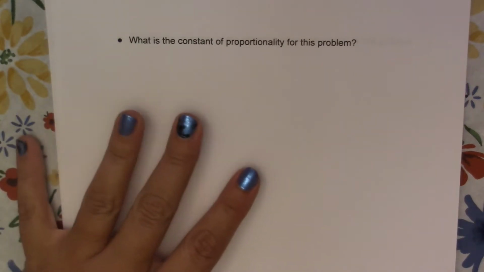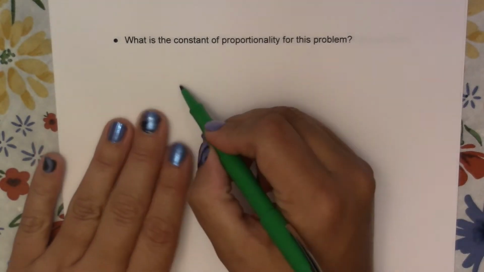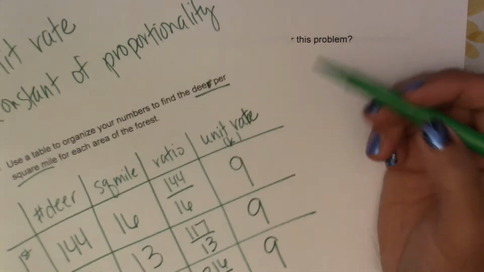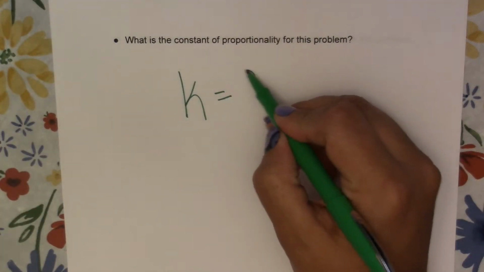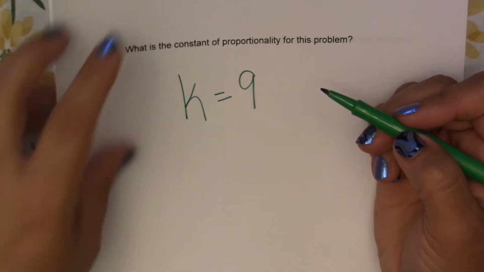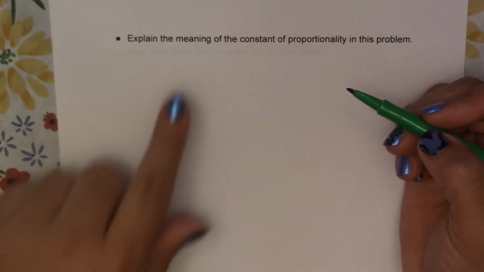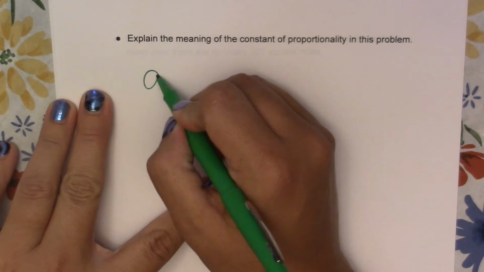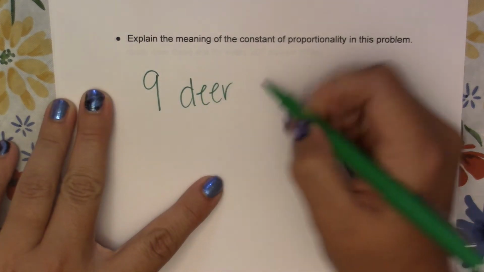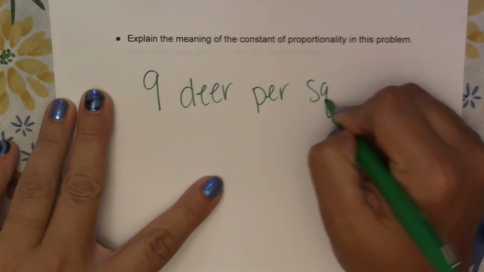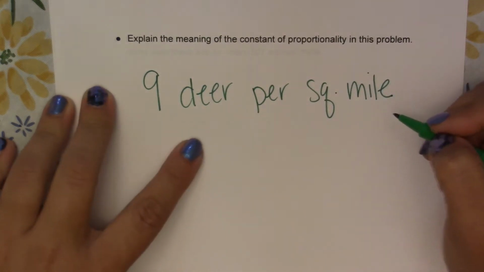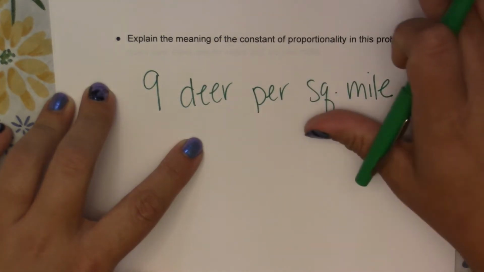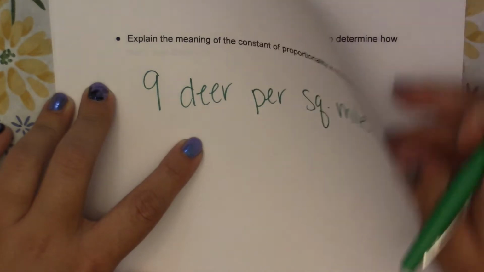All right, our next question. What is the constant of proportionality for this problem? So our K value is equal to that unit rate, which we found in our table was 9. So our constant in this problem is 9. Explain the meaning of the constant of proportionality in this problem. This means that there are 9 deer per square mile. So if we think about if those conservationists need to be worried, the answer would be no, because all of the different areas they counted came out to be the same.